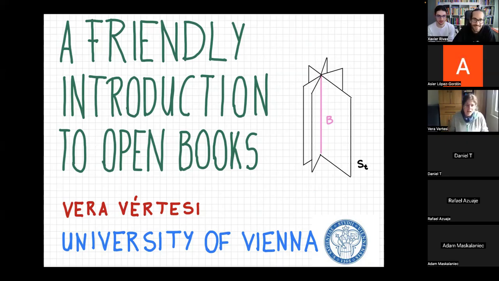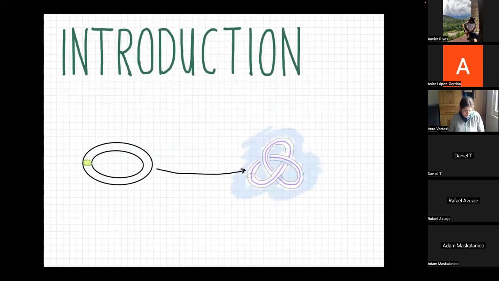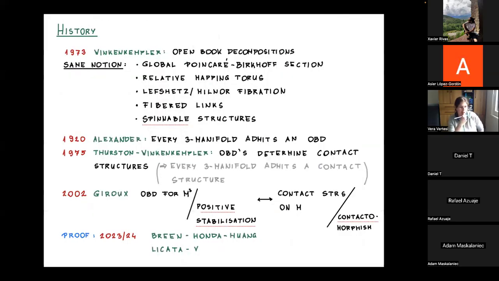Okay, so I don't really know how much you know about open books. I was trying to start from the very beginning, and just tell me if you need more details or less details. All right. So let's start with the introduction, and that one is starting with a little bit of history. The first time the word open book was used was in the paper of Winkelnkemper in 1973.